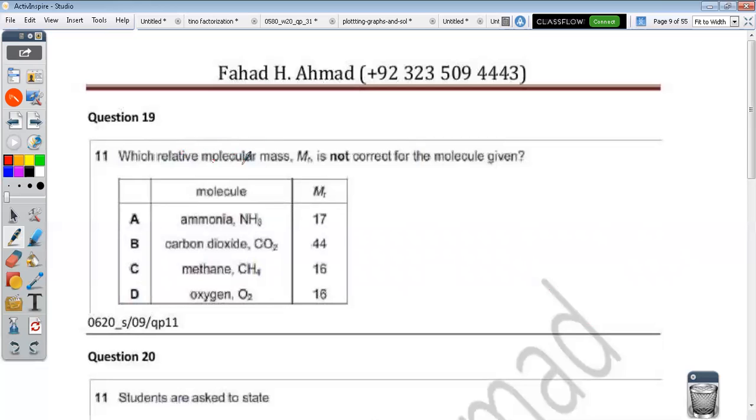Which relative atomic mass is not correct for the formulas? Can you find out which one is not correct? Use your periodic tables quickly. Chiedza, you've been very quiet. I'm here. Okay. So do that, use your periodic table quickly, and tell me which one is not correct.